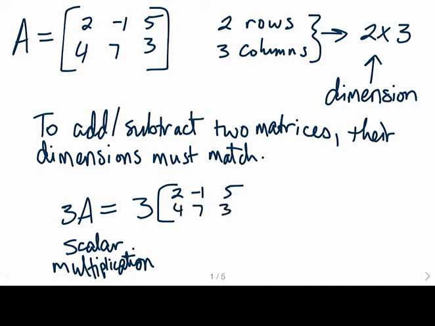Anyway, 3 times the matrix A can be written as 3 times 2, -1, 5, 4, 7, 3. What the 3 in front of the matrix does is it multiplies all of the entries by 3. And so the matrix becomes 6, -3, 15, 12, 21, 9. And that's how we multiply a matrix by a number. And we're going to add and subtract matrices as our examples come up.